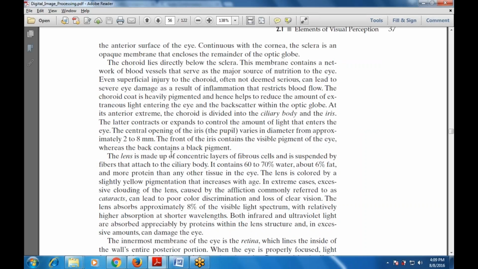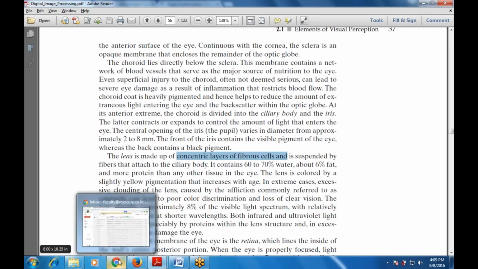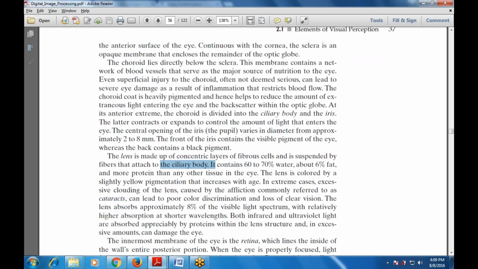The lens is made up of concentric layers of fibrous cells and is suspended by fibers that attach to the ciliary body. It contains 60 to 70% water, about 6% fat, and more protein than any other tissue in the eye. The lens is colored by a slightly yellow pigmentation that increases with age.